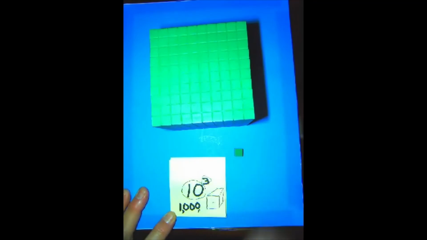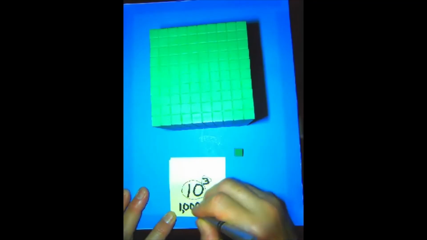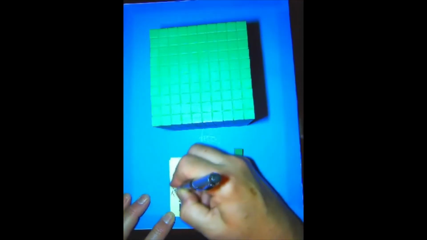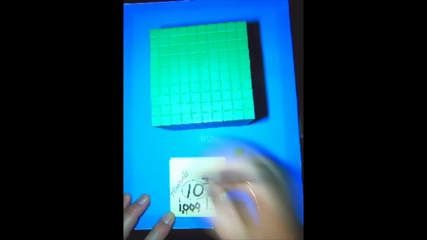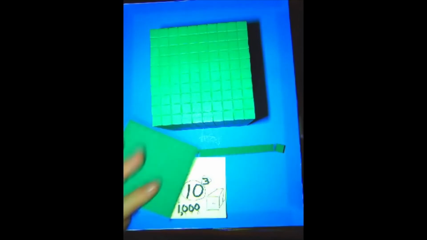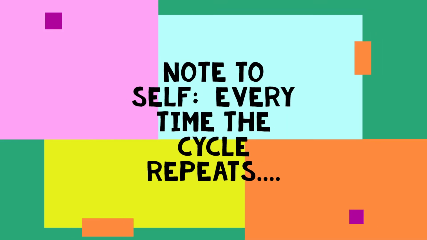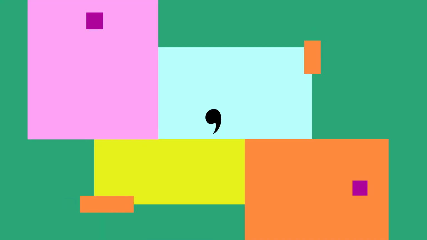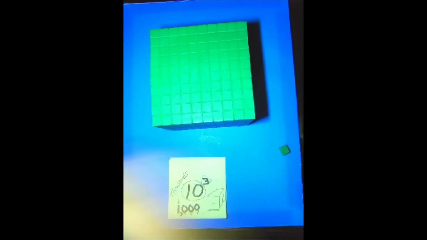So this place value is 1 of the units. This place value is 10 of the units. This place value is 100 of the units. And now this is a new type of place value. This would be the thousands. And thousands can come in ones. Thousands can come in tens. Thousands can come in hundreds. And the cycle will repeat. And every time the cycle repeats, we get to put down another comma.